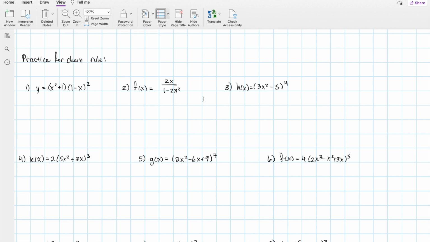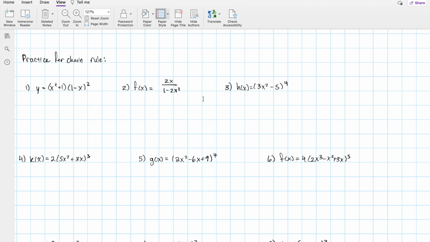Okay, so let's begin with question 1. Our function is y is equal to (x squared plus 1) times (1 minus x) to the power of 2. We can recognize right away that over here we have two things being multiplied together along with some exponent, which means we're probably going to be using the product rule as well as the power rule.